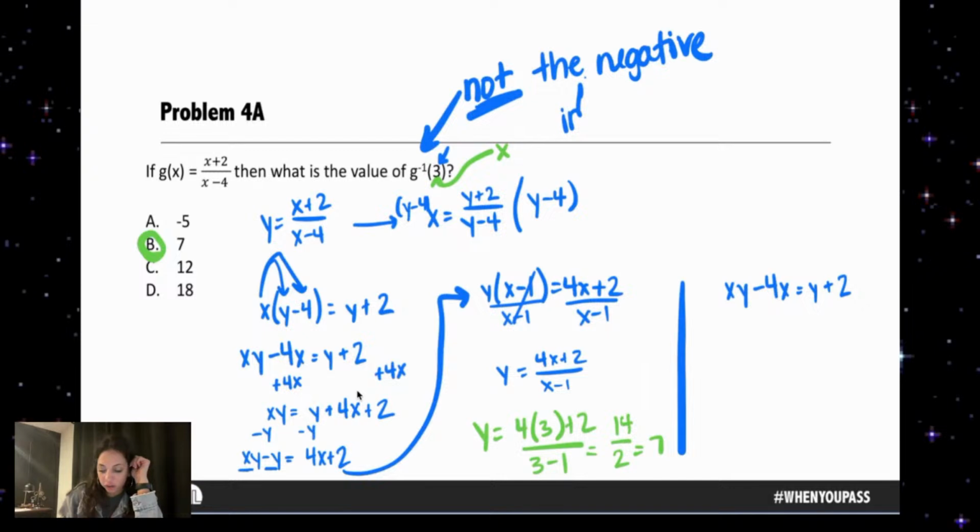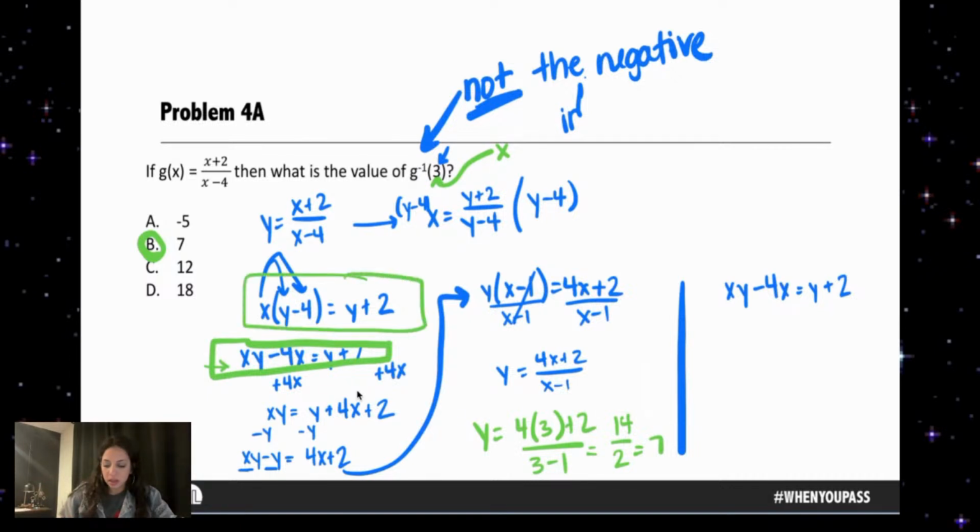Now, after this point, I lost some of you, and I recognize that. So if you could get to this point, or even to this point, then at that point, you could have just plugged the 3 in. Let me show you how. So I'm going to take the 3 and plug it in for all of the x's. 3y minus 4 times 3 equals y plus 2.